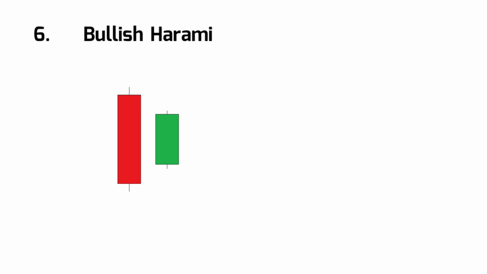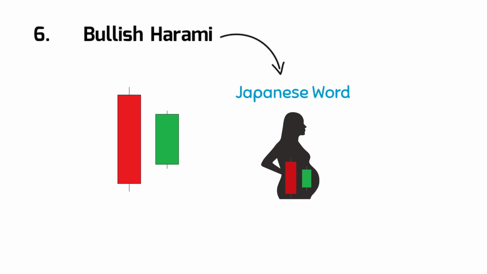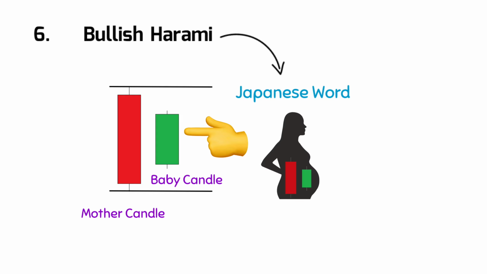The next candlestick pattern is bullish harami. Harami is a Japanese word which means pregnant lady, and the structure of this pattern is quite similar to a pregnant lady. Just like bullish engulfing, this pattern is also formed by combining two candles, where the first big bearish candle is called the mother candle, and the second small bullish candle is called the baby candle. This baby candle forms inside the mother candle, and this pattern shows that the selling momentum is now slowing down.